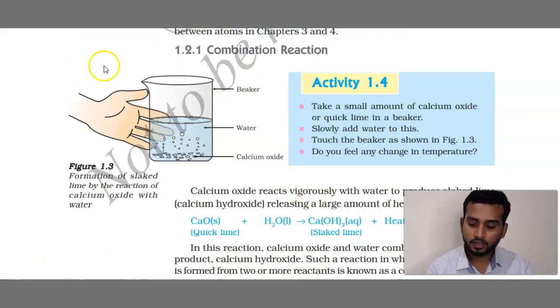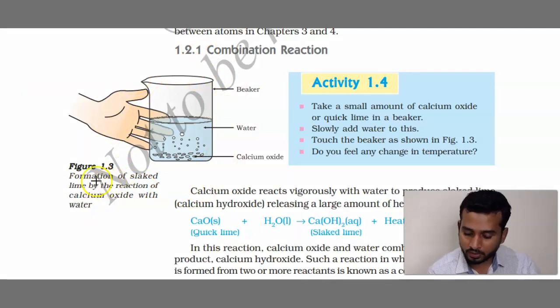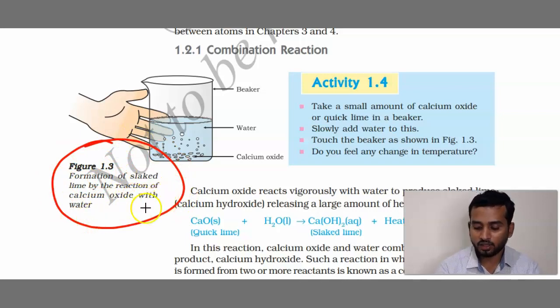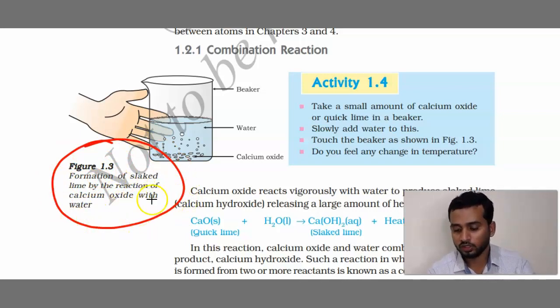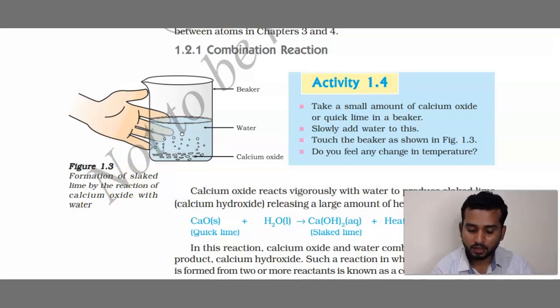We can see here the first type, combination reaction. Now here the question is, they may ask you what is a combination reaction, give an example. That is one type of question. Apart from that, there is one experiment being done. Can you see here one experiment? Yes, that is formation of slaked lime by the reaction of calcium oxide with water. Got it? So from this experiment you can expect a very important question.